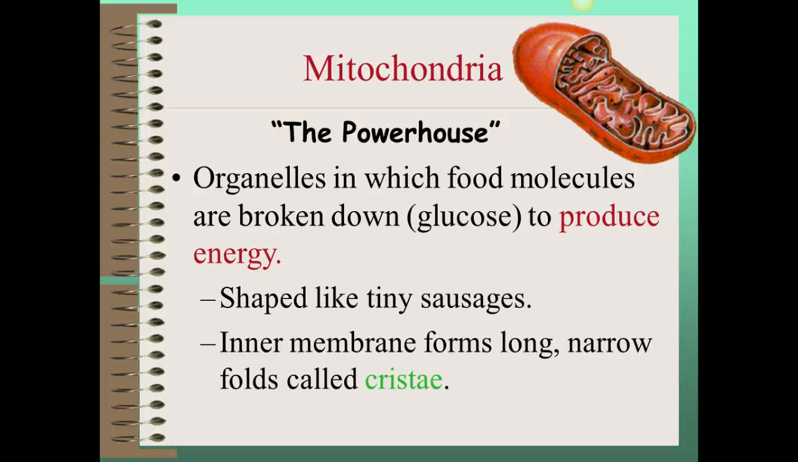So you're going to find the mitochondria in cells like your muscle cells, a cell that would need a lot of energy to perform its job. Another example of that would be a sperm cell. It needs a lot of energy to swim through the fallopian tubes to get to an egg to fertilize it. It's sausage shaped, or oblong shape, and the folds on the inside are called cristae. The folds are there to increase the surface area of the mitochondria.